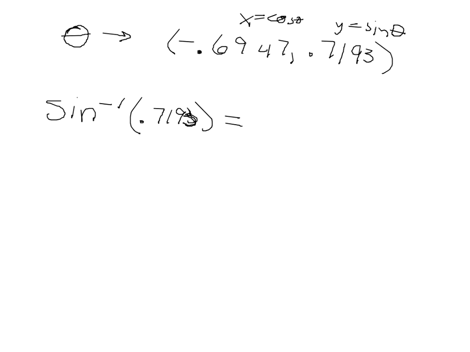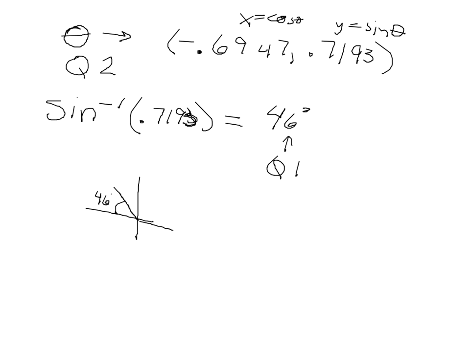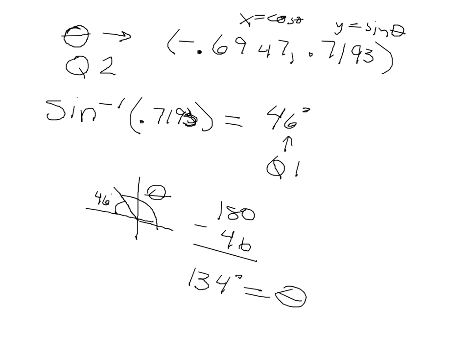But because x is negative and y is positive, I'm going to be in quadrant 2, where x is negative and y is positive. So I look in the sine table for 0.7193, and I find the corresponding angle to be 46 degrees. 46 degrees is in quadrant 1, so I know that this cannot be the answer. That means 46 degrees is the first quadrant reference angle, and I need to find the actual angle. So I'm going to take 180 minus 46 to get my angle measure. So theta is actually equal to 134 degrees.